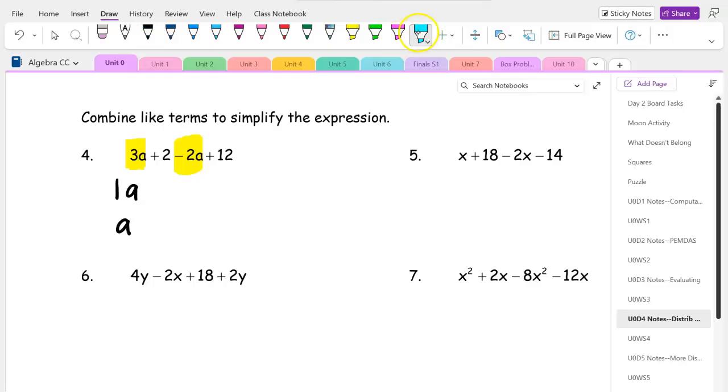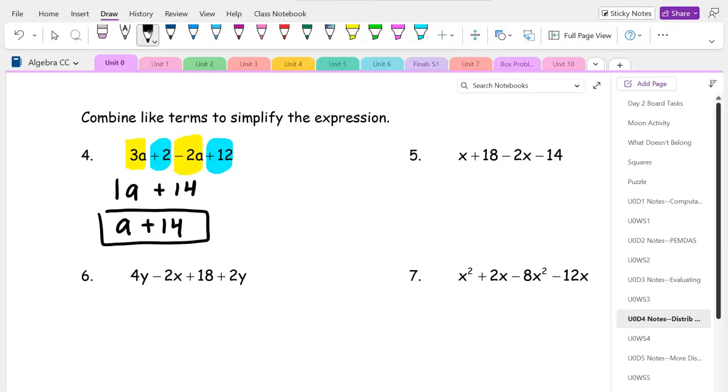The other like terms are just your numbers. This is a +2 plus 12, and 2 plus 12 is 14. So you can write it either of these ways. Okay. Usually we put the letter, the variable first, then we put the number.